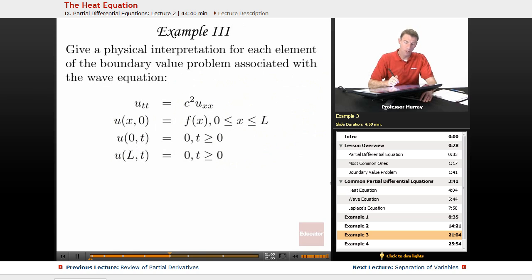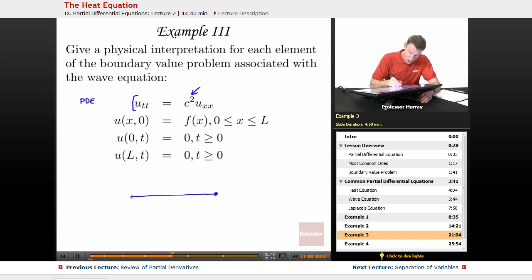So in example 3, we're also going to give a physical interpretation for each element of the boundary value problem associated with the wave equation. So let's see how to interpret each one of these elements. u_tt is equal to c squared u_xx. That's just the partial differential equation for the wave equation. And the only thing that ever changes there is that c squared. c squared is always a constant, but it might be a different constant depending on what kind of material you have in your string.